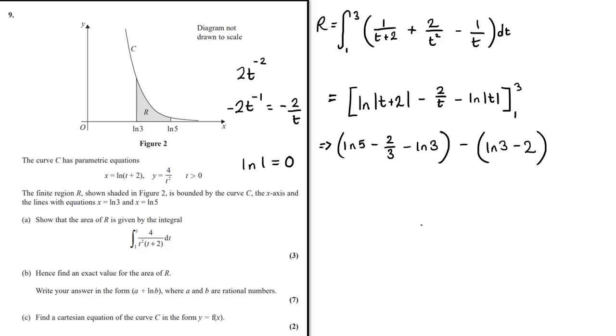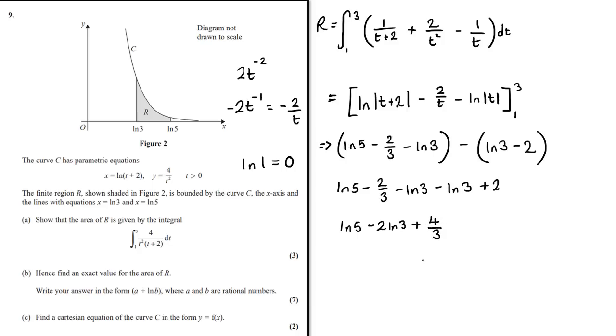So all we need to do now is clean this up. Well, I get the natural logarithm of 5 minus 2 over 3 minus the natural logarithm of 3 minus the natural logarithm of 3, and then finally minus minus 2 gives me plus 2. Okay, well, I've got minus 2 lots of the natural logarithm of 3 here, so I've got ln 5 minus 2 lots of the natural logarithm of 3. I've got 2 minus 2 over 3. So in that case, that would be 6 over 3 minus 2 over 3, giving me plus 4 over 3.